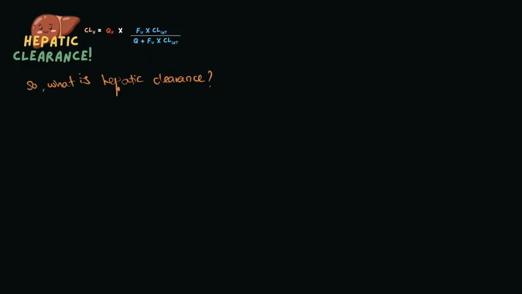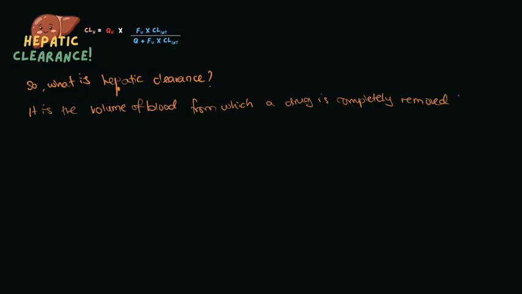What is hepatic clearance? It is the volume of blood from which a drug is completely removed by the action in the liver per unit time. So take note of the keywords here. It is the volume of blood from which a drug is completely removed in a given time.